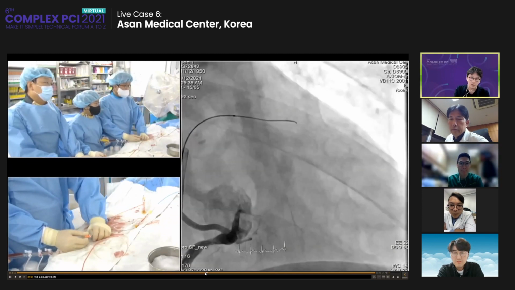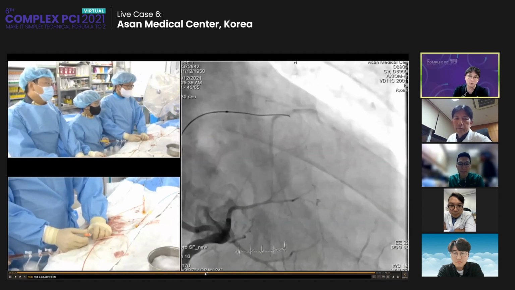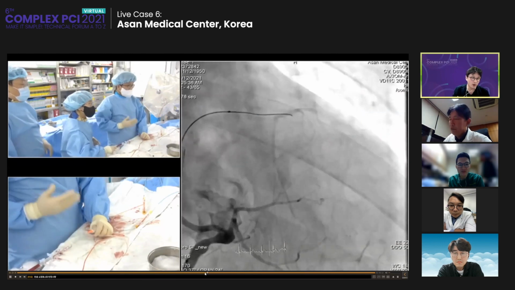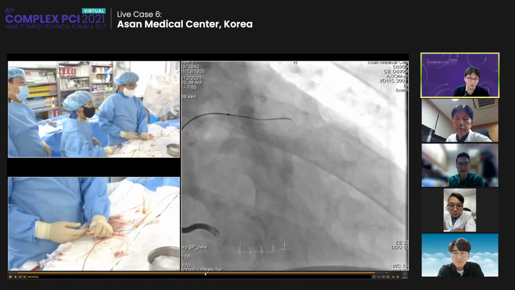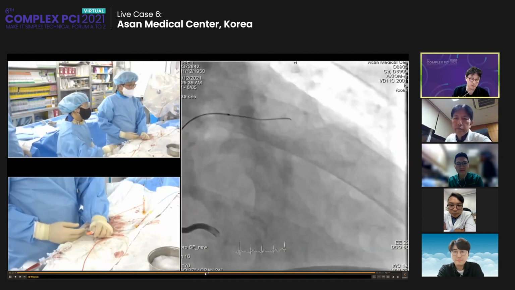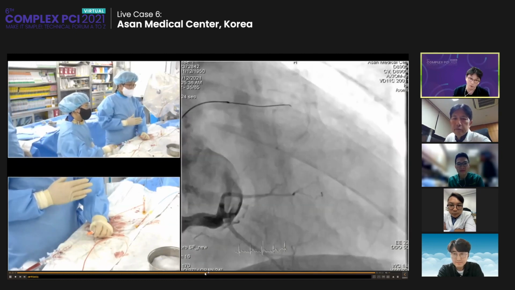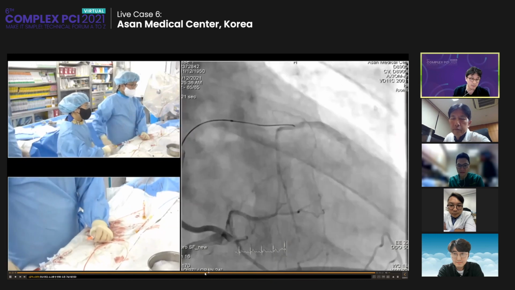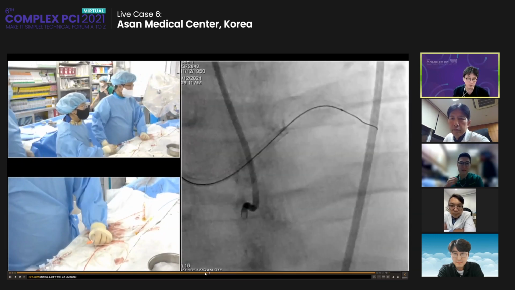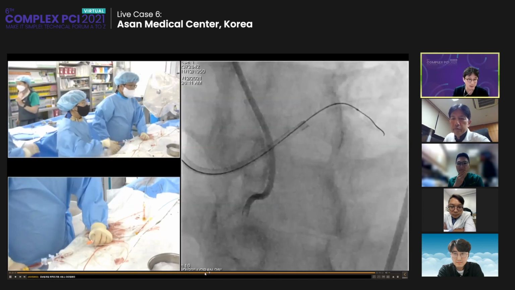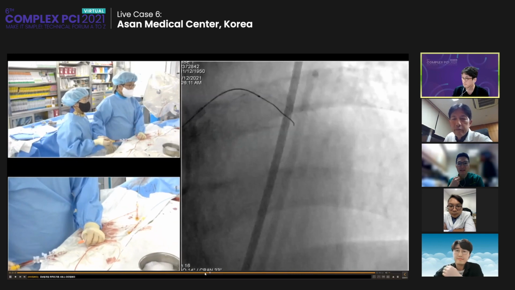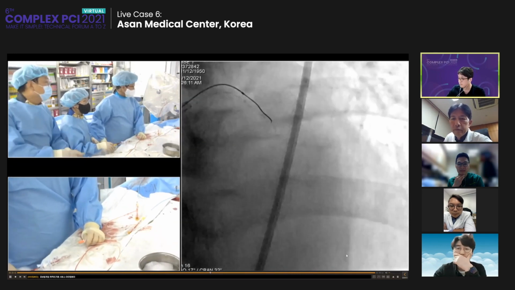I think the thing is whether one approach could be more efficient than another approach, and whether one approach is safer than another approach. We all know that using retrograde is a little bit more complicated, and it takes a little bit more time. So if I have both options in this situation, at this time point, maybe I would like to use a parallel technique, AP view or a little bit cranial.